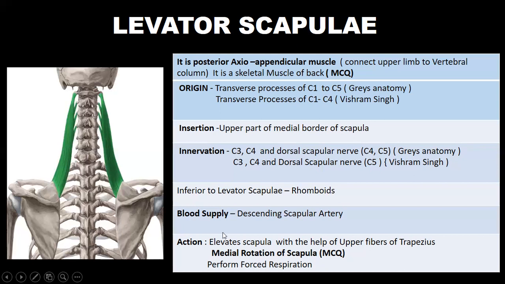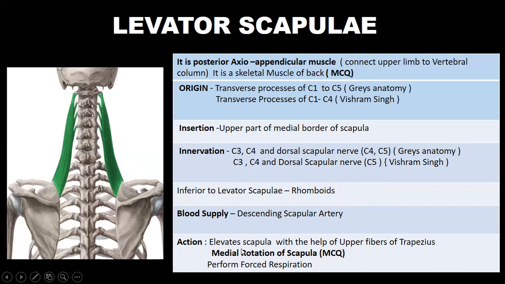Coming to the muscle which is present inferiorly, or below, the levator scapulae, it is the rhomboids. When we cut the levator scapulae, we find the rhomboids. Blood supply is the descending scapular artery and its action is to elevate the scapula.